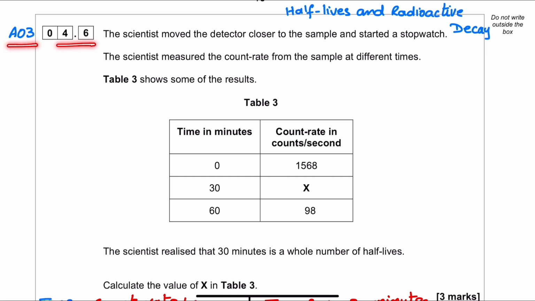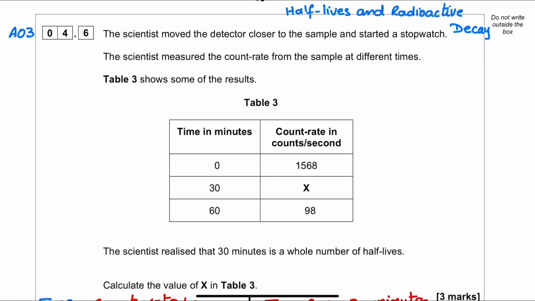4.6 is an AO3 question. The student needs to use the knowledge, apply it, and analyze the data given in table number 3. This question is from the topic of half-lives and radioactive decay. The scientist moved the detector closer to the sample and started a stopwatch. The scientist measured the count rate from the sample at different times.